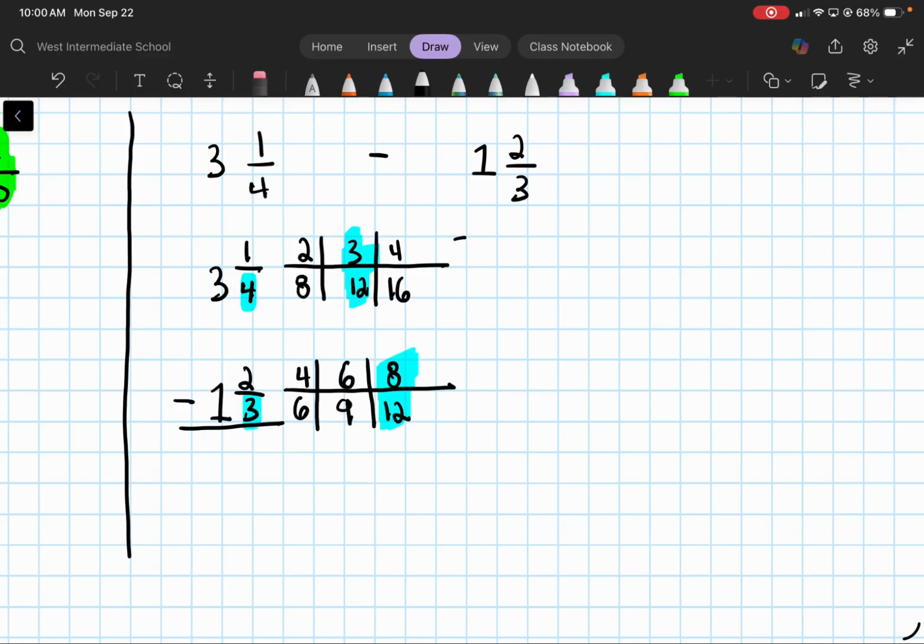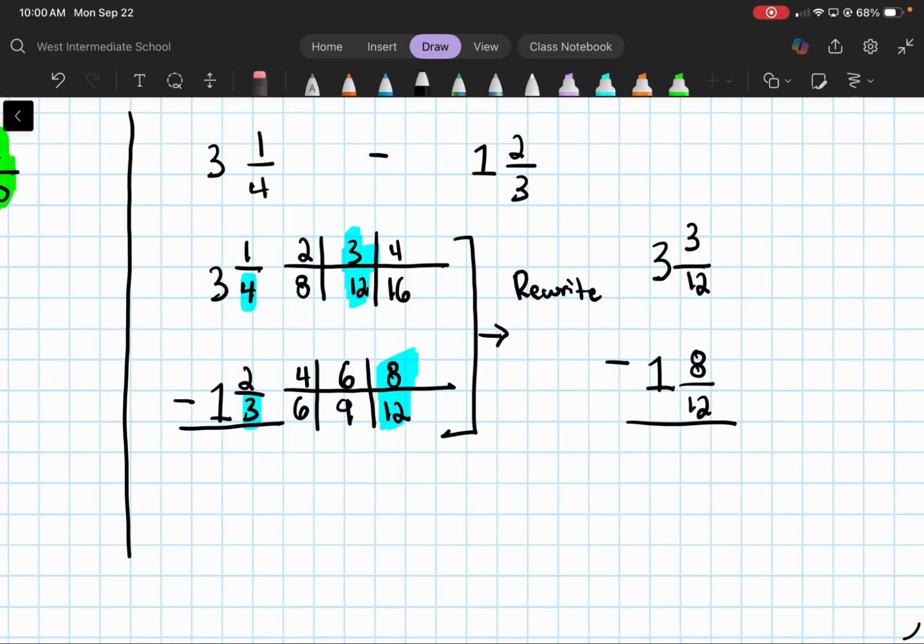You know what? Since I don't want to make too much mess, I'm going to rewrite off to the side. You don't have to, but since I'm explaining it for the first time, I want to have a clean copy. So 3 and 3 12s minus 1 whole and 8 12s. Okay. I think I heard Alberto go like, oh, what do you mean? What did we just find?